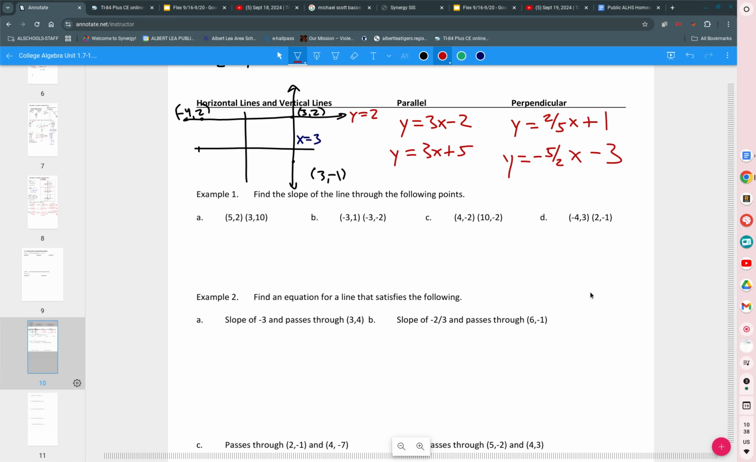All right, let's go to work. Find the slope of the line through the following points. I want you, with the people next to you, to go ahead and find the slope of these 4 lines. Go.